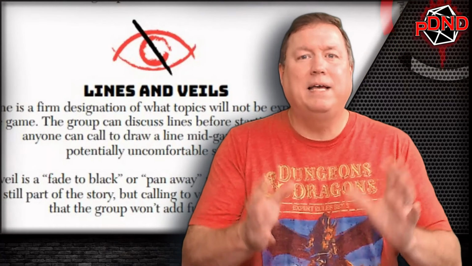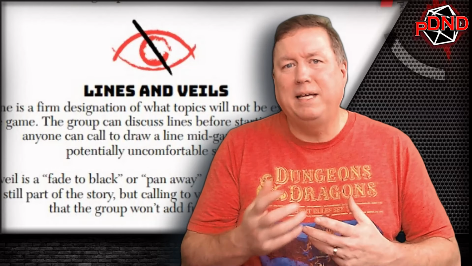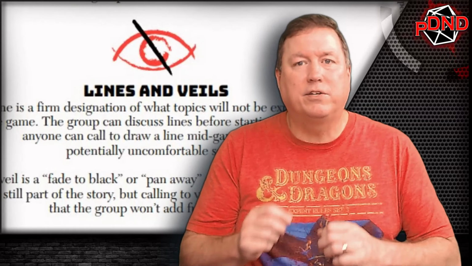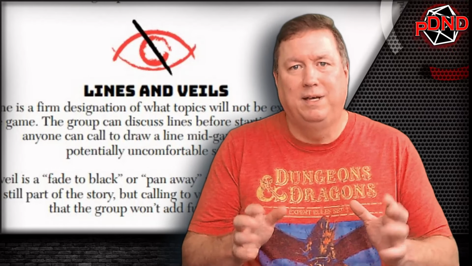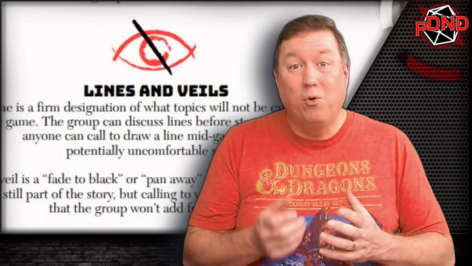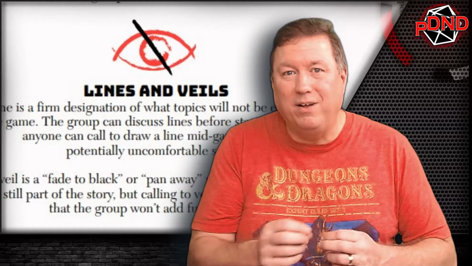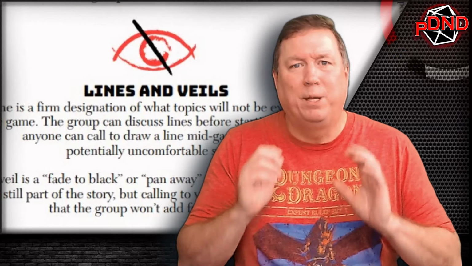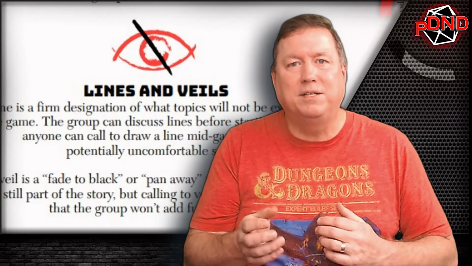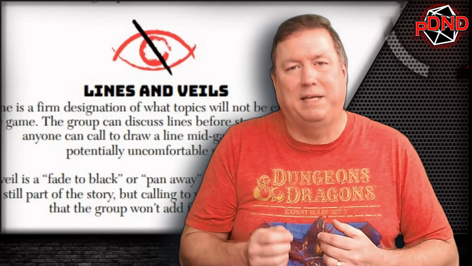Next, we have lines and veils. Think of lines as hard boundaries, topics that are completely off limits. Veils, on the other hand, are more like fade to black moments. Scenes that can happen but aren't described in detail. It's a great way to handle sensitive content without it becoming the focus of the game.